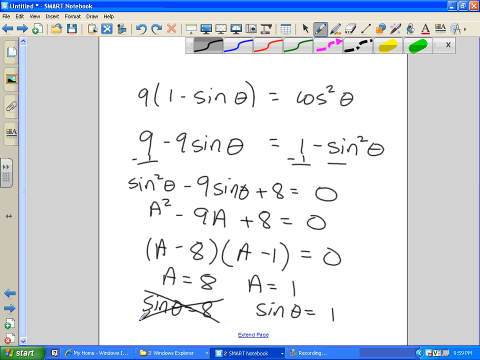So that's not going to lead me anywhere because 8 is not in between negative 1 and positive 1. Now, on our unit circle, where is the sine equal to 1? And so that would be at pi over 2.